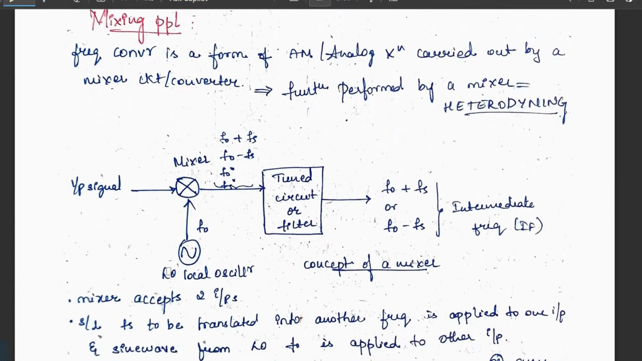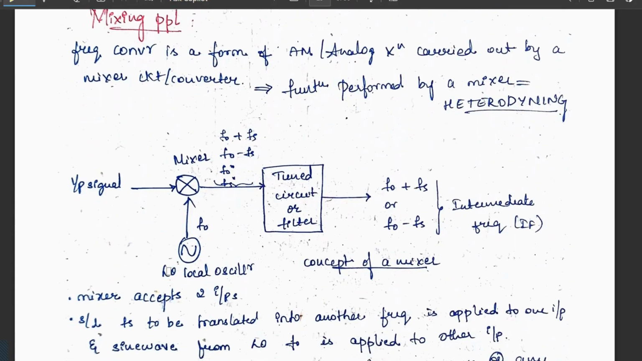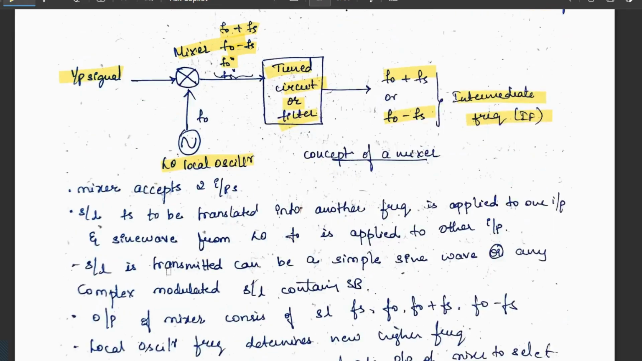Mixing principle. Frequency conversion is a form of AM where the conversion is carried out by a mixer circuit or converter. The function performed by a mixer is called heterodyning. We give an input signal, we have a mixer which gives the addition or the subtraction of the signals. Now we have a local oscillator and a tuned circuit or filter which finally gives out the intermediate frequencies. This is the concept of a mixer.